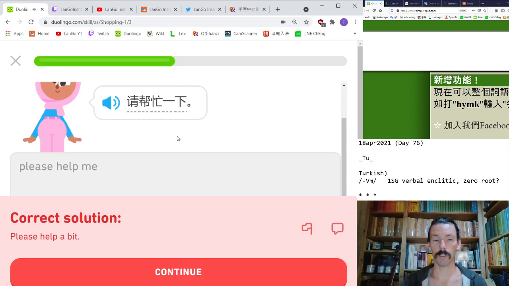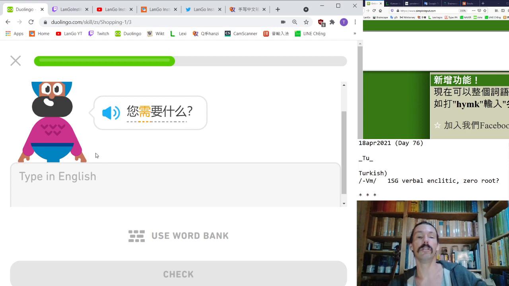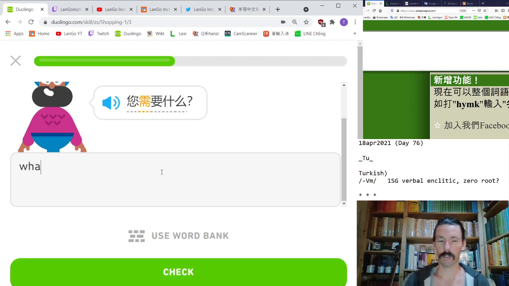Okay. I don't think the me is really there. Oh. 您需要什么？Pragmatically, though, it would be help me, would be the meaning. 您需要什么？What do you need? Put the word order and phrase order: you need what?